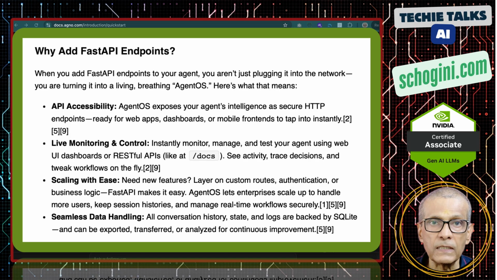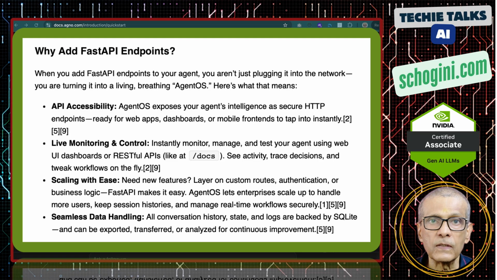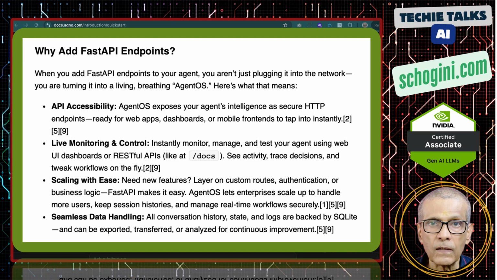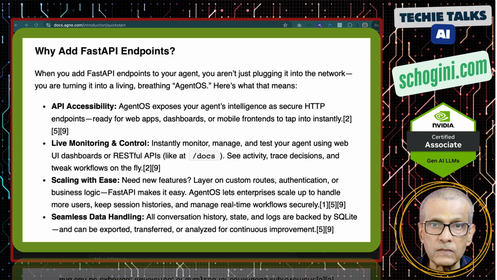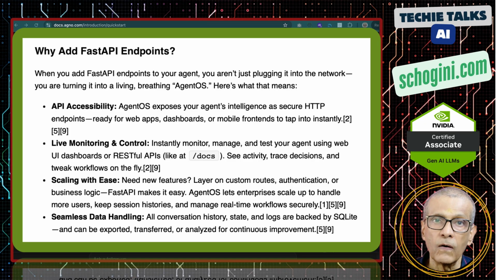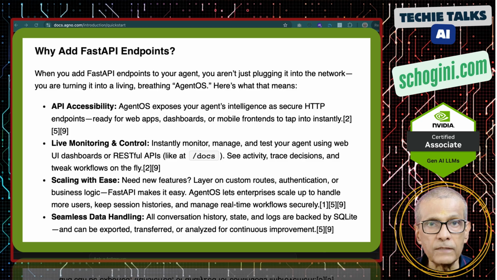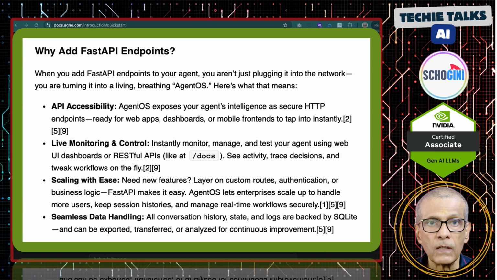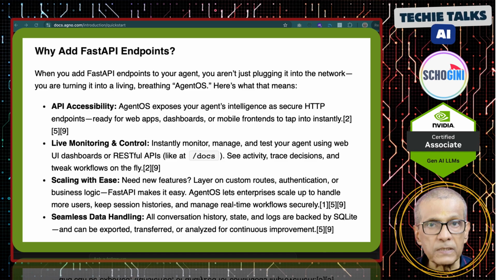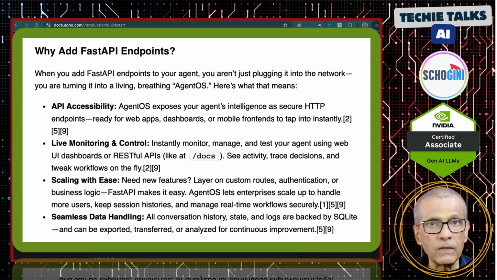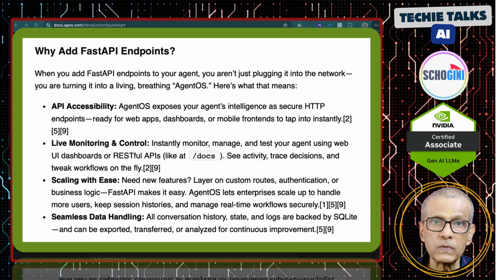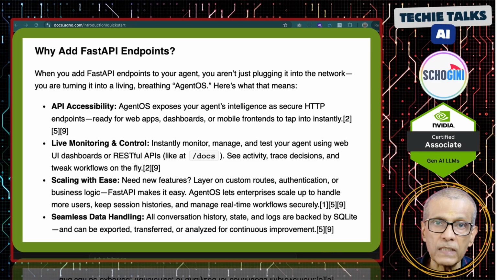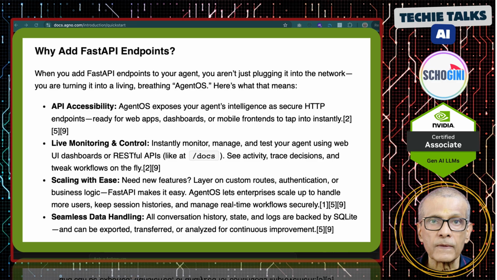Instantly monitor, manage, and test your agent using web UI dashboards or REST API. We will see that. See the activity, trace decisions, and tweak workflows on the fly. Next, scaling with these. Need new features, layer on custom routes, authentication, or business logic. FastAPI makes it all easy. Agent OS lets enterprises scale up to handle more users, keep session histories, and manage real-time workflows securely.